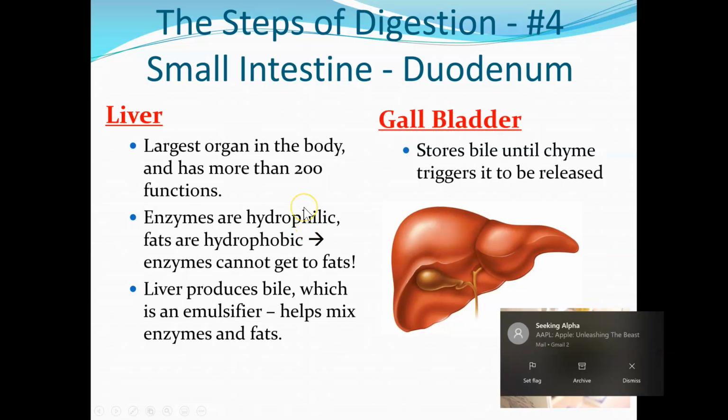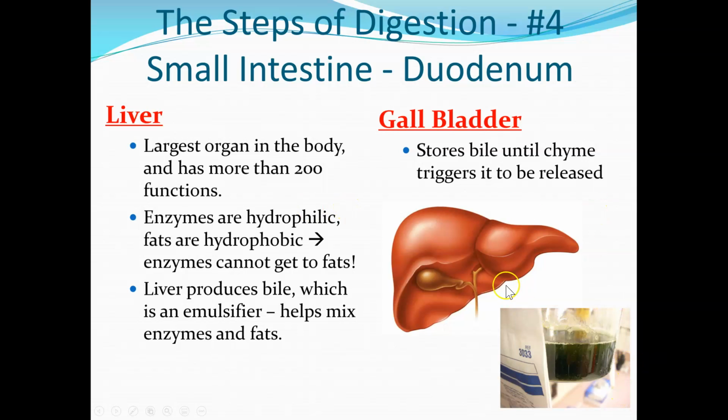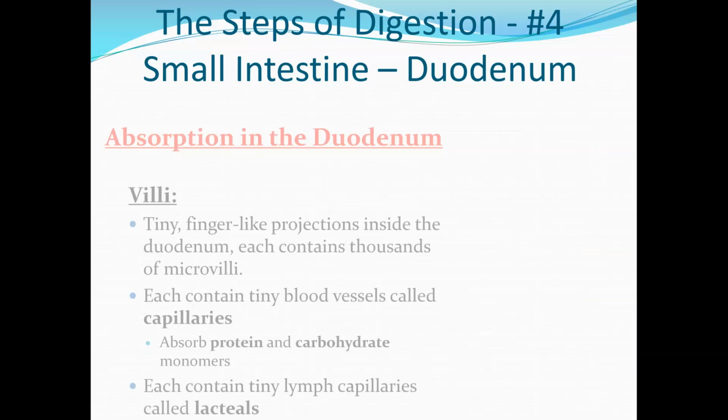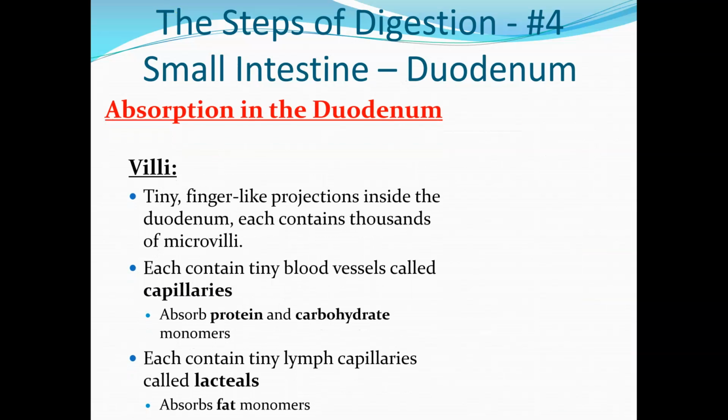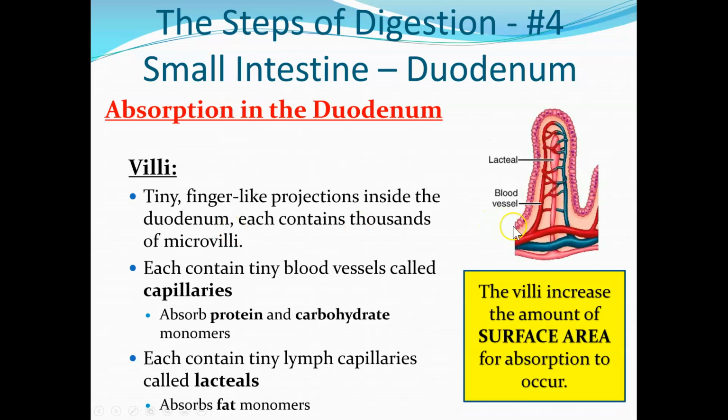The gallbladder stores the bile until chyme triggers it to be released when it's needed. Absorption in the duodenum. So absorption happens. There are tiny finger-like projections on the inside of the duodenum. Right here, this is just one villi.